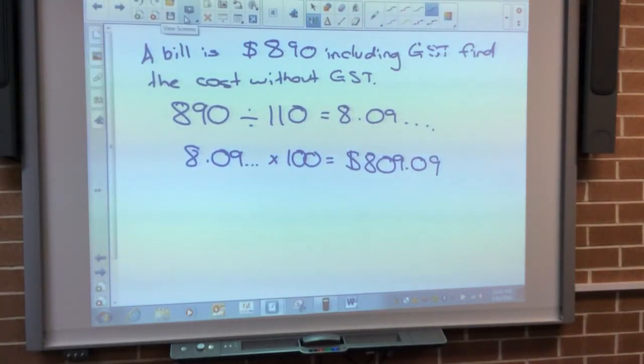Okay, that covers most of the skills that we looked at in percentages. I'm going to give you a booklet now to practice those.